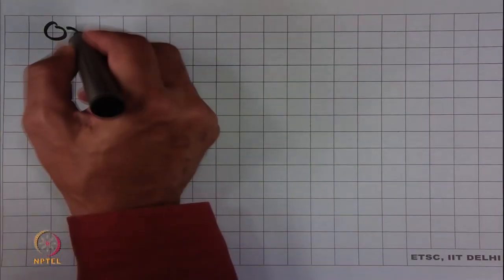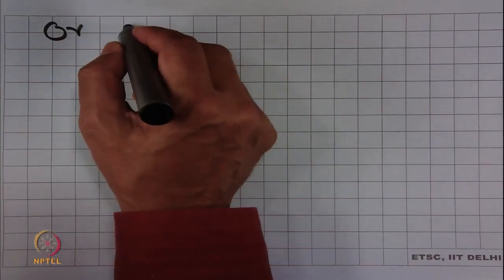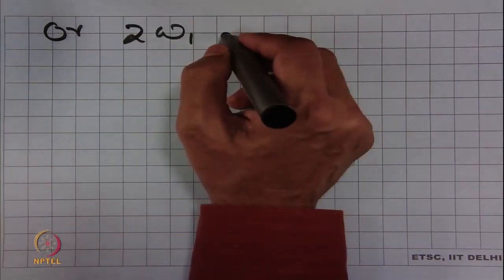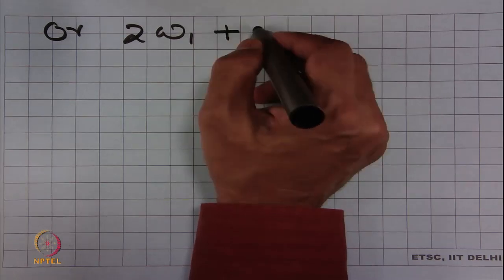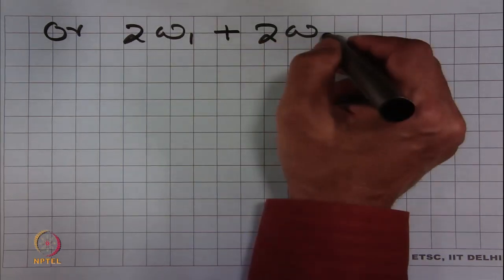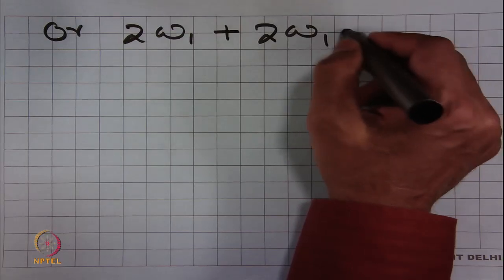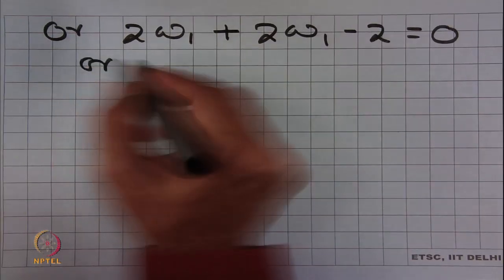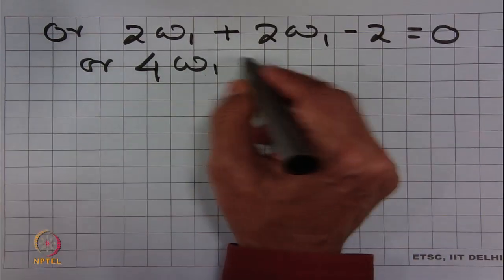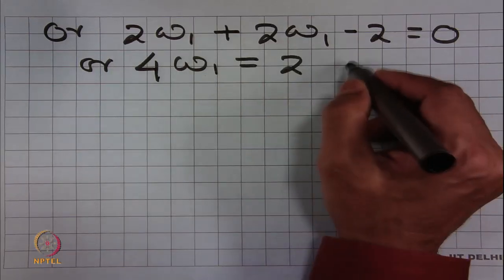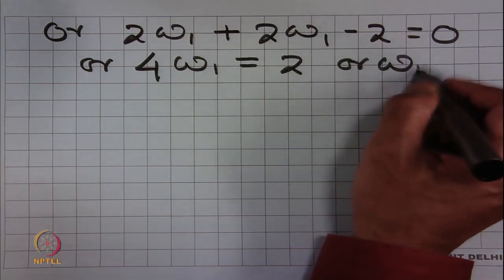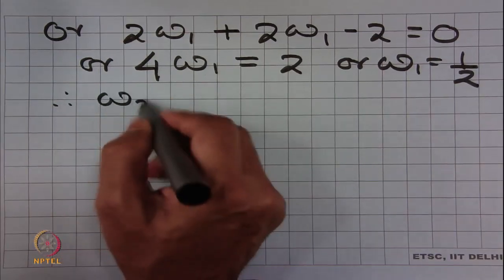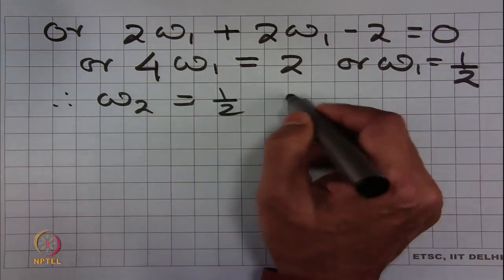or two times W1 plus 2 times W1 minus 2 is equal to 0, or 4 times W1 is equal to 2, or W1 is equal to half. Therefore, W2 is equal to half as well.